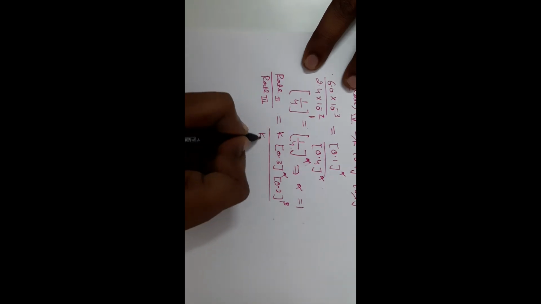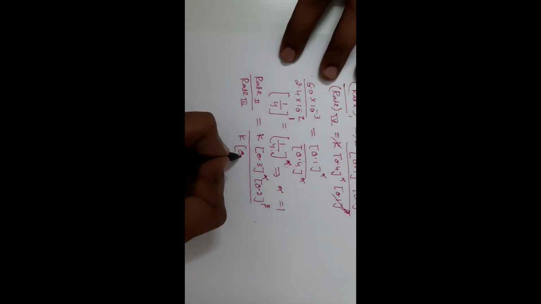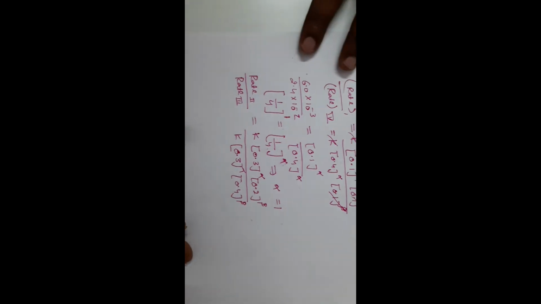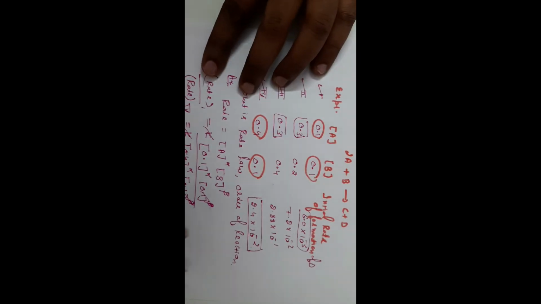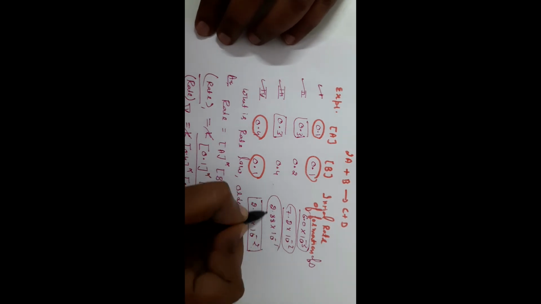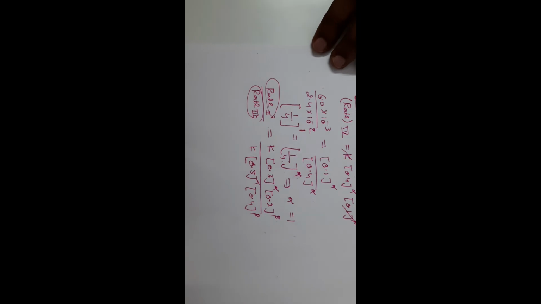After that again k. What is it for rate 3? Yeah, 0.3 and 0.4. So 0.3 raised to power alpha, 0.4 raised to power beta. Now can we put the values of rate 2 and rate 3? Rate 2 value, you can check, is 7.2 into 10 raised to power minus 2, and rate 3 value is 2.88 into 10 raised to power minus 1.